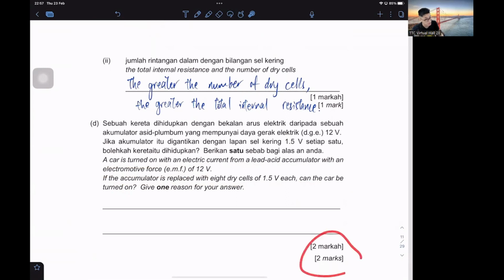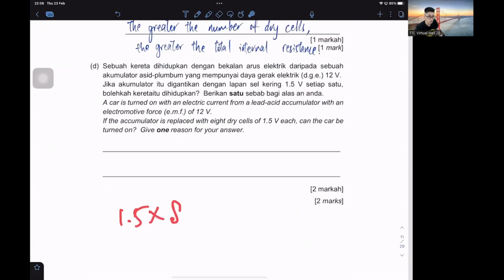So 2 marks: first mark is the answer, can it be turned on or not? Second mark is give the reason. So you see, this car needs 12 volts to start. Usually, the lead acid accumulator, which is the car battery, gives 12 volts. When I replace it with 8 dry cells of 1.5, 1.5 times 8 is also 12, okay? But because now you use 8 batteries, the internal resistance will be much bigger already. So actually the car cannot turn on.